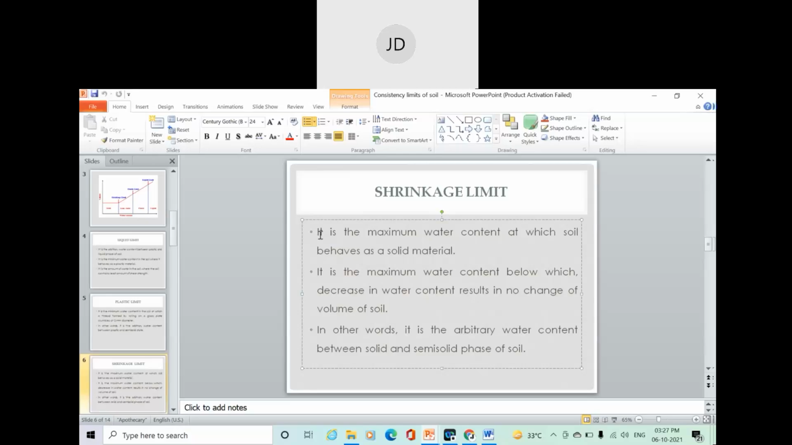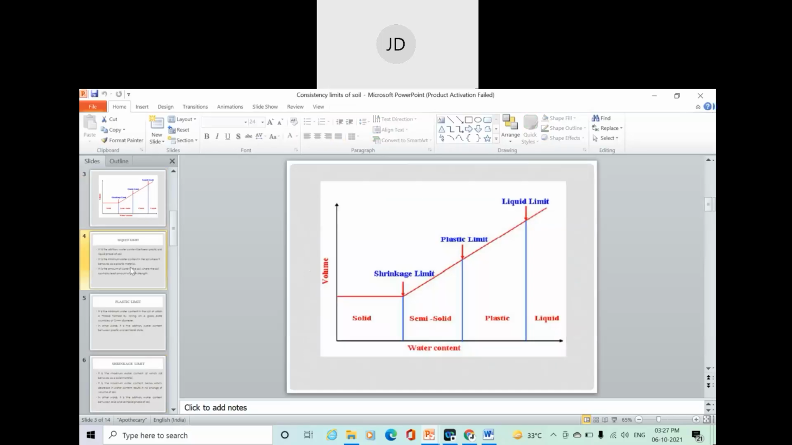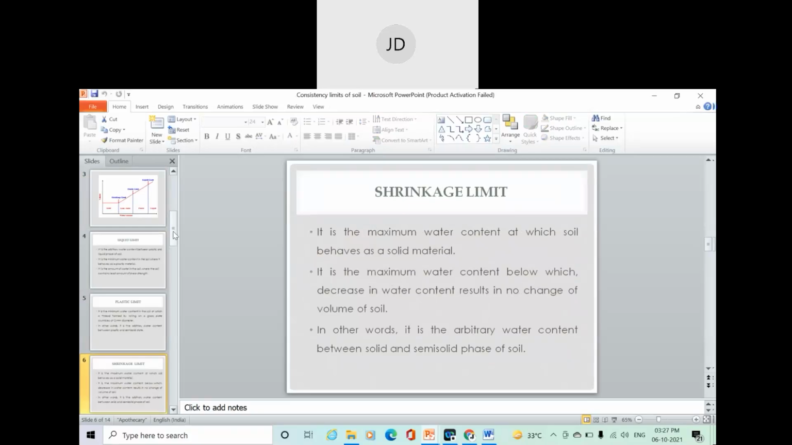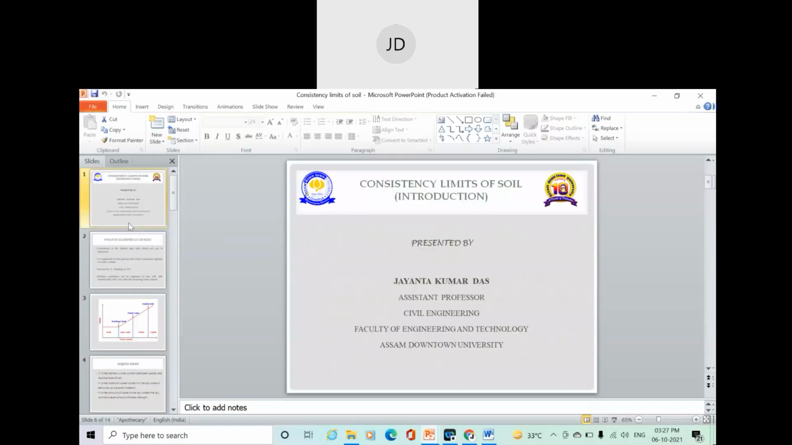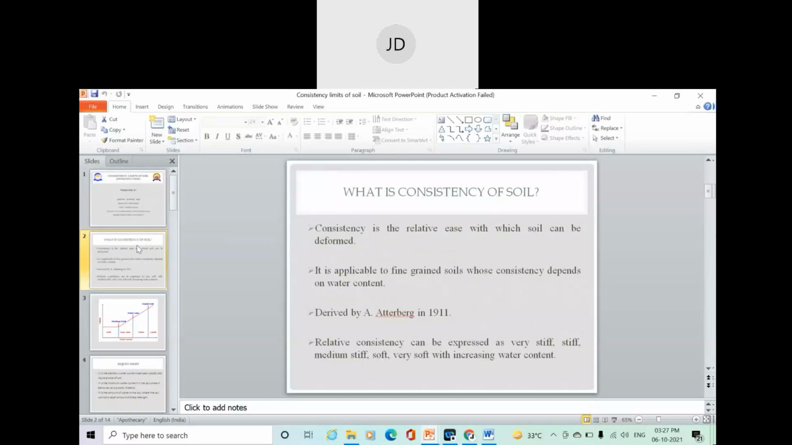So it is the maximum water content at which soil behaves as a solid material. It is the maximum water content below which a decrease in moisture content results in no change in volume. In other words, it is the arbitrary moisture content between the solid and semi-solid phase of soil. Okay. So if you understand this diagram, liquid limit, plastic limit, and shrinkage limit can be understood easily. In your laboratory syllabus, there is a liquid limit test and a plastic limit test.